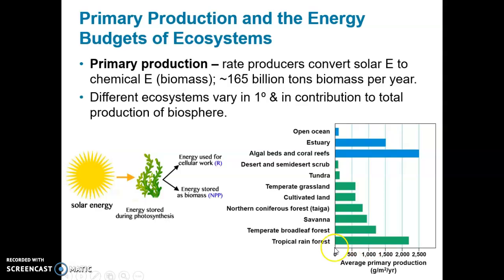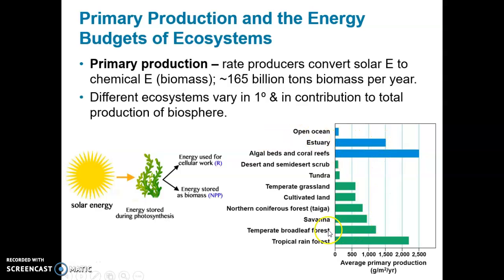For example, you look at this bar graph here, average primary production, how much biomass is produced. Notice that the bars are biggest for algal beds and coral reefs, so shallow ocean ecosystems in warm waters. And then also down here, a nice big bar, huge amount of production by tropical rainforests. Again, near the equator, getting plenty of solar energy, and those organisms there are very good at producing biomass, converting solar energy into the chemical energy of organic molecules, biomass.